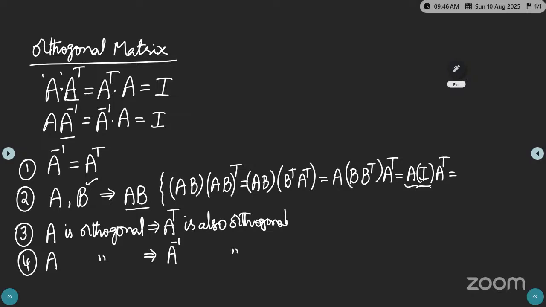So A into I will be A into A transpose again equals to I. Have you got it or not? AB into AB transpose equals to I. In the same manner, AB transpose into AB equals to identity. Clear? Note on that before it. AB is orthogonal. After writing that, you please note this one.